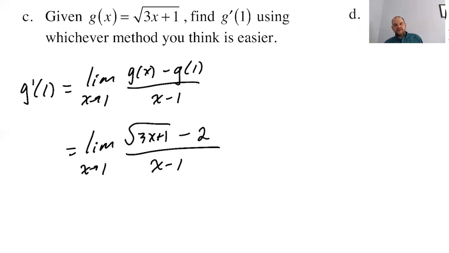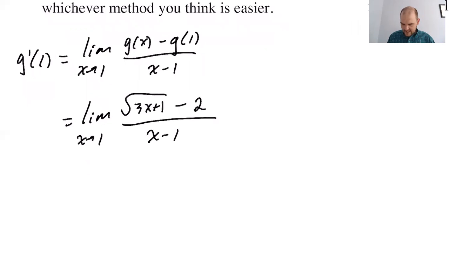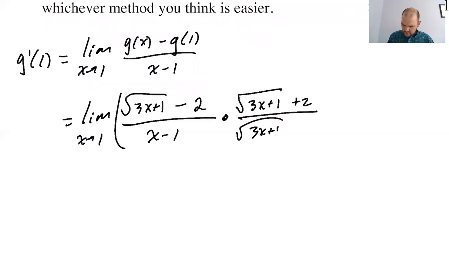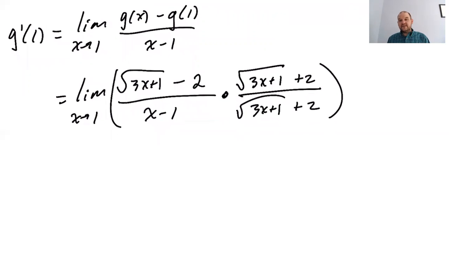Now what do I do, right? I look at this and I say, this is what we've been preparing for our entire limit lives. We're going to rationalize the numerator. So multiply by radical 3x plus 1 plus 2 over radical 3x plus 1 plus 2. So you simplify the thing that you're rationalizing, you leave the other one alone. We're not going to expand the denominator because that would be a horrible waste of time.